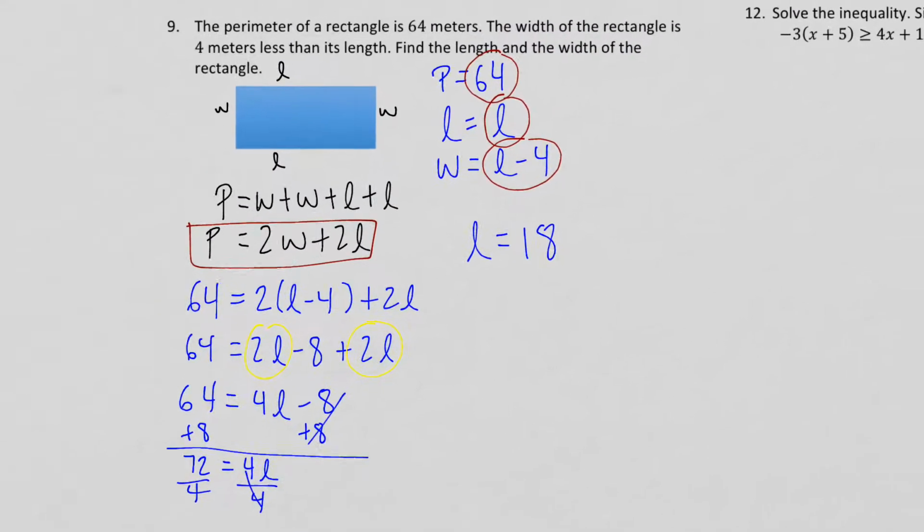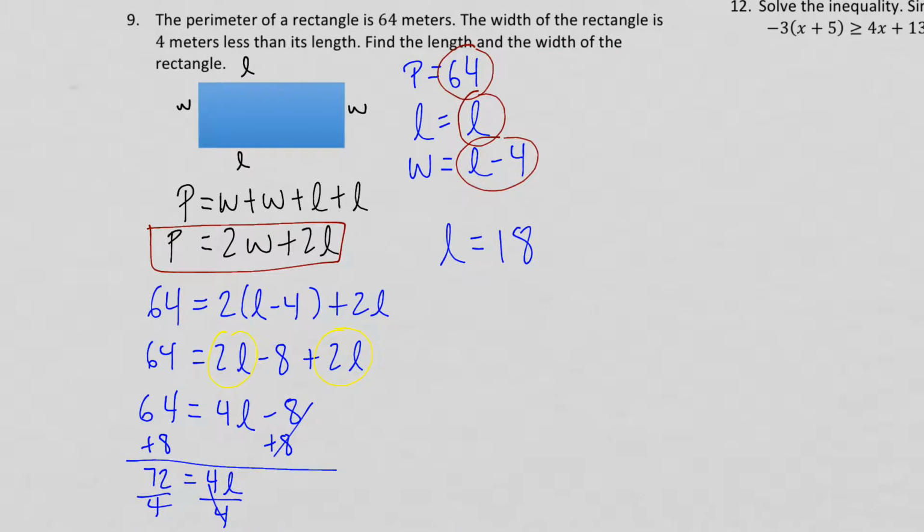That's the length of the rectangle. Let's see if we answer the question. It says find the length and the width of the rectangle. So L is 18 meters. And width, according to the information over here, is whatever the length is minus 4. So if the length is 18, the width is 18 minus 4, which is 14. And there you go. That's your length and your width.